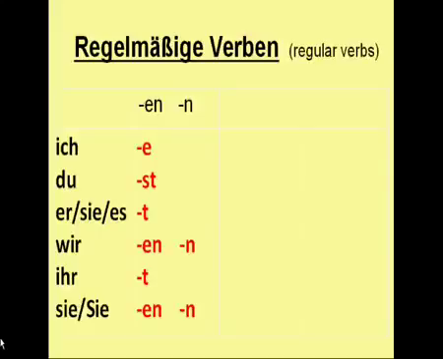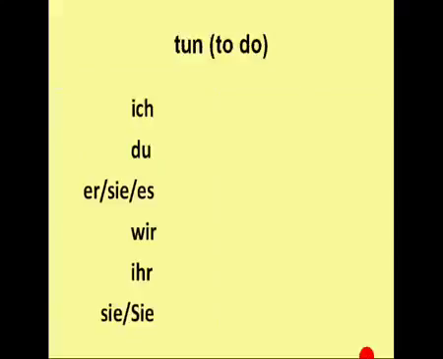And now I give you an example for a regular verb which ends on n. It's the verb tun, which means to do in German. This verb has just the end n, and it's conjugated like this. Try to guess how they are conjugated. You can pause the video for that. Now here is the solution.